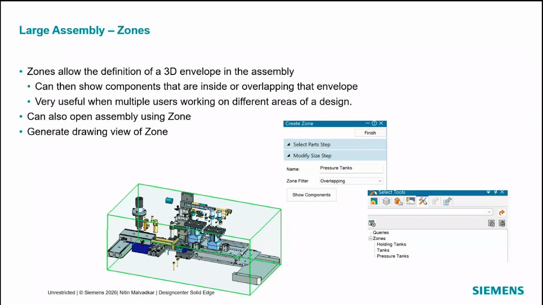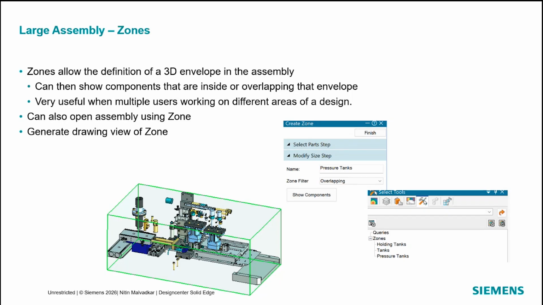All right. Now, zones are used to define a 3D envelope or a box within a large assembly. Once we define a zone, Solid Edge will show only the components that are fully inside, or the components that are enveloping with the zone that we have just created. Now, again, this is very useful in large assemblies where loading or displaying everything at once is pretty time consuming. This is also very useful, especially when you have multiple users working on the assembly, where different engineers are responsible for different areas of the model. All right.